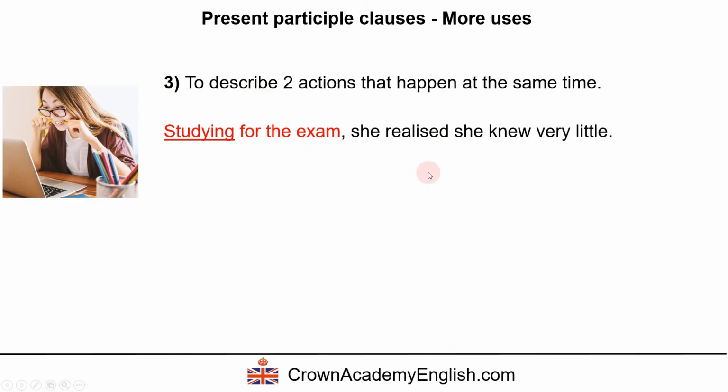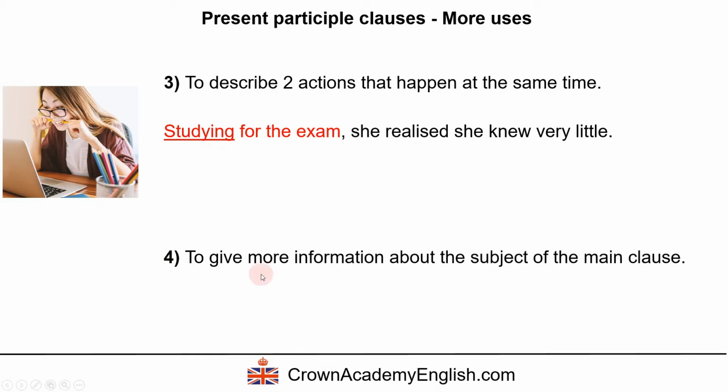So this and this happened at the same time. So in the past, while she was studying, she realized that she knew very little. So this is the present participle, just this word, and the whole thing in red is the present participle clause.